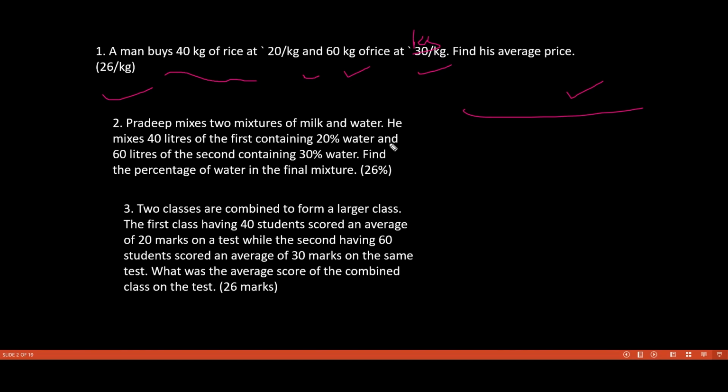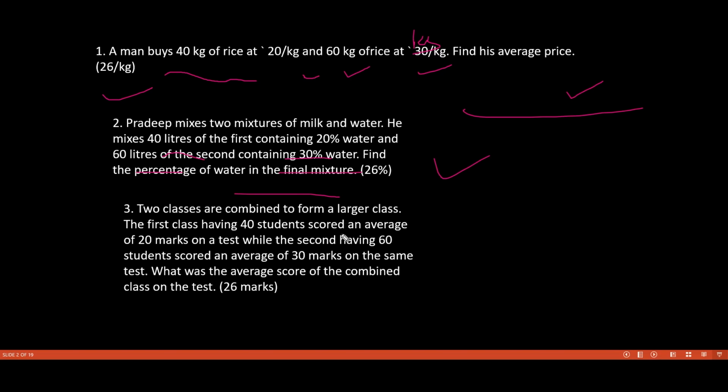Similarly, when milk and water are being mixed, 40 liters of the first containing 20% water and 60 liters of the second containing 30% water. So find the percentage of water in the final mixture. So in this also our mixture and alligation concepts can be used. And see the next question.